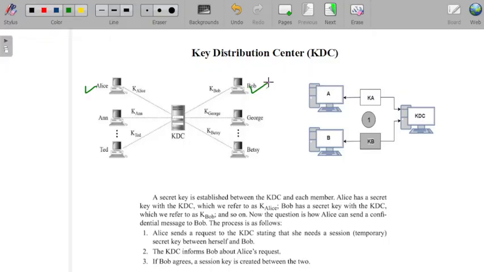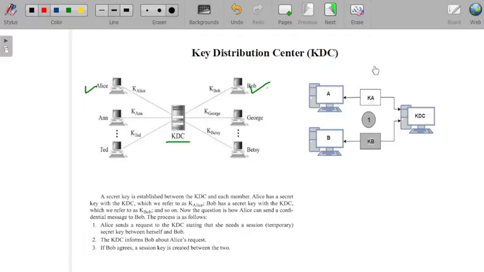With the help of KDC, the session key will be generated and the keys will be shared between these two users. So what can KDC do? It can create a session key, that is a secret key, between both the users, and it is used for storing the keys values in our key distribution center.